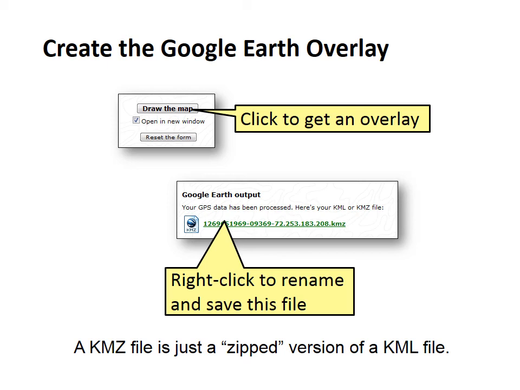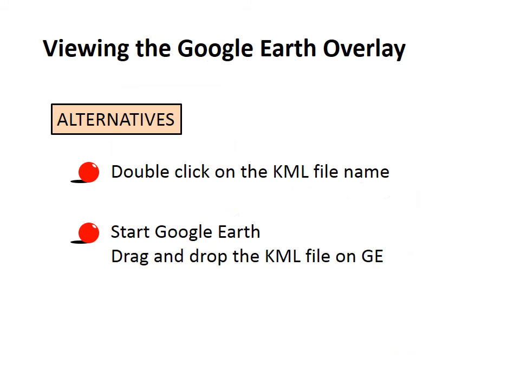You will want to save this file. You can do that by right-clicking on the name, and choosing Save File As. Make sure that you are saving the file to an appropriate location. It is also useful to give this file a new name, one which you will recognize. You have now created, and saved, an overlay file for Google Earth.